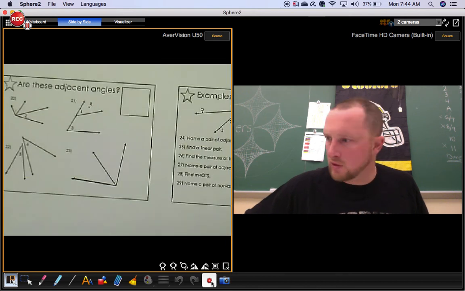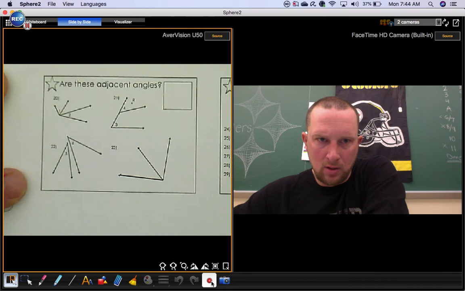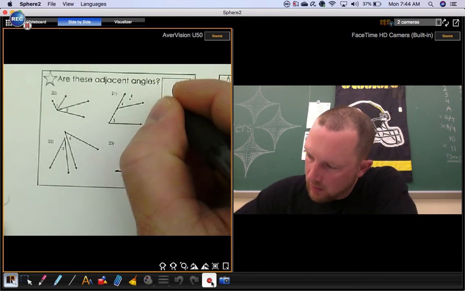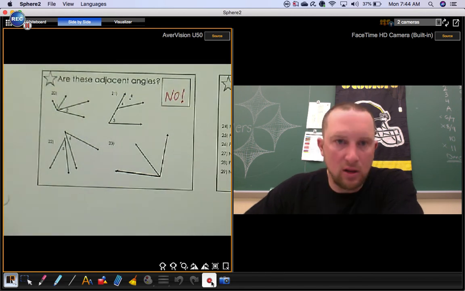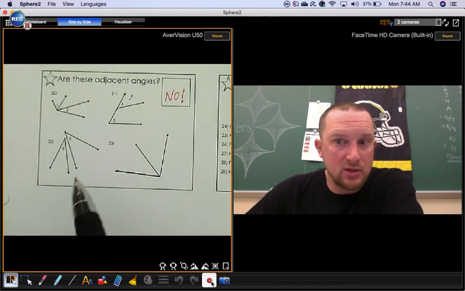Second part of our Chapter 3 review test tomorrow. Are these angles adjacent angles? The answer to all of them is no. Angle 1 and angle 2 are not adjacent angles.